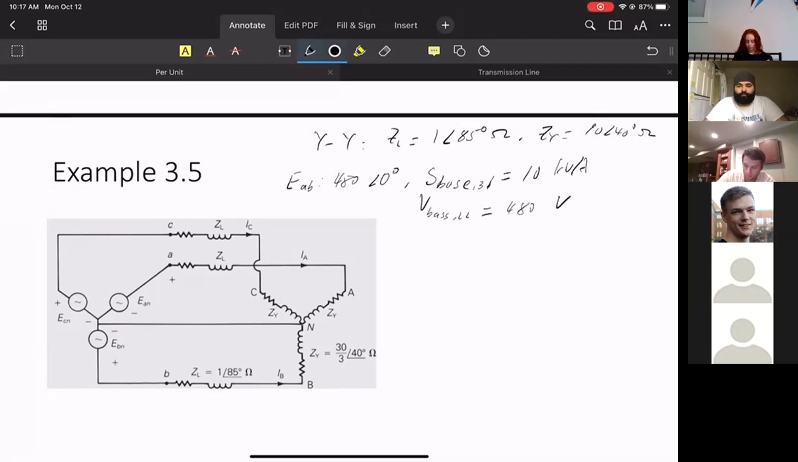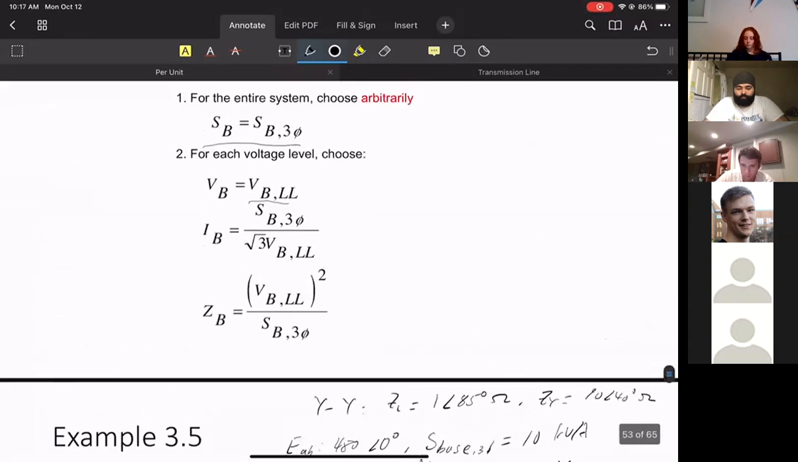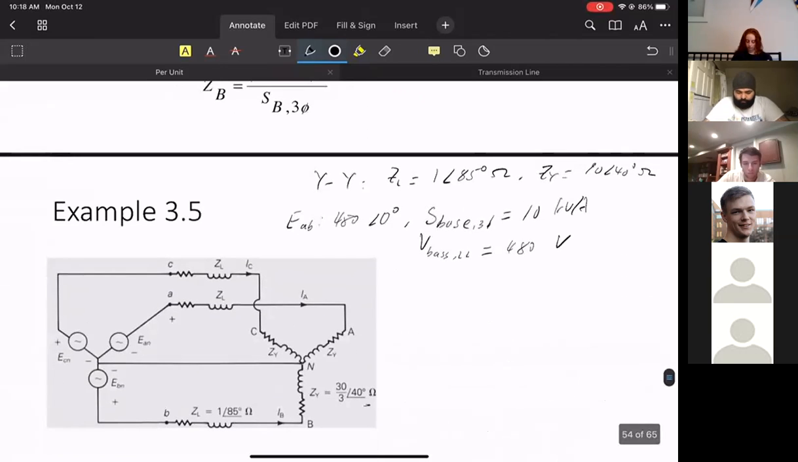Okay? So we have this circuit, and we want to convert this to a normal single phase circuit, right? All right, so let's do the conversion to a single phase circuit. Let's look at the base impedance for this circuit first. We're told what the choice for the power is and what the choice for the voltage is. For this example, we have impedance given in ohms, and we want to convert this to per unit values.